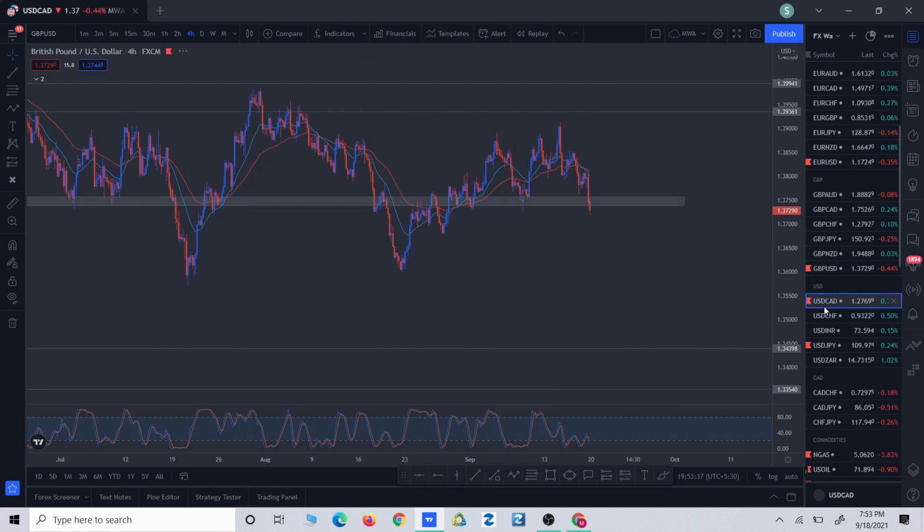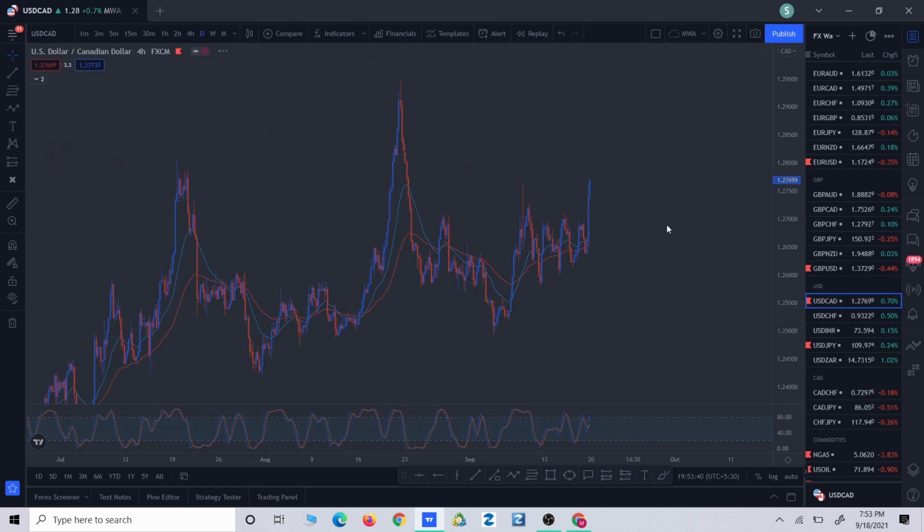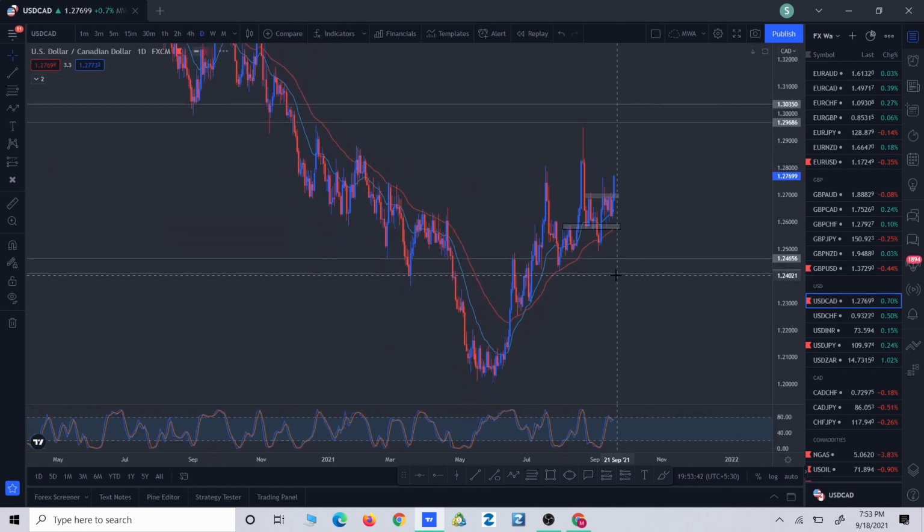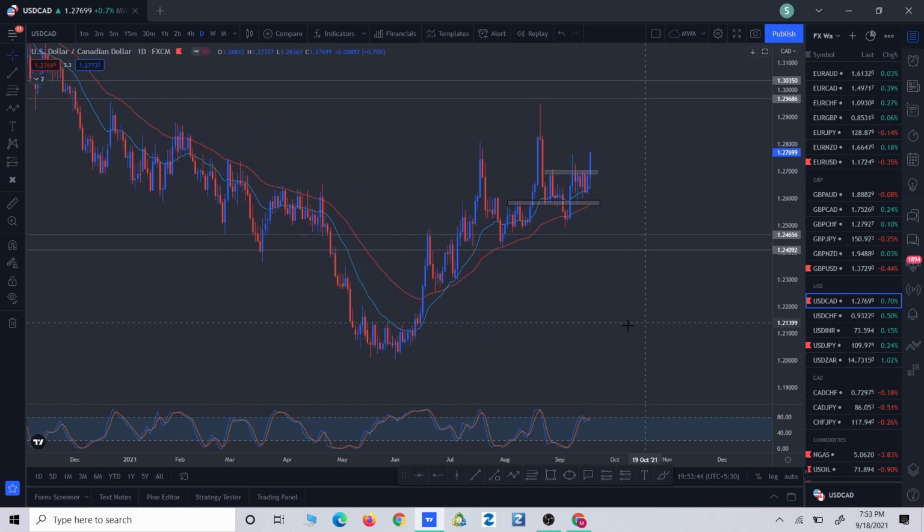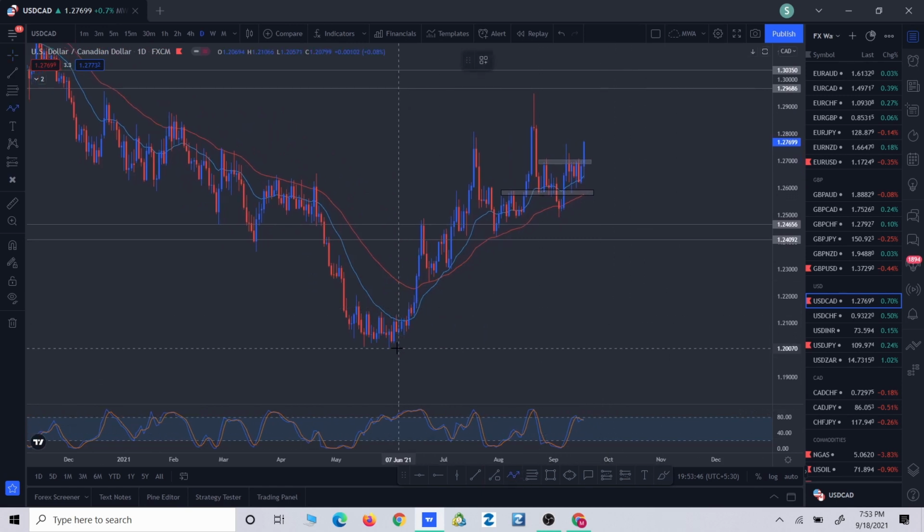Next, we are going to talk about USDCAD. As we can see, USDCAD looks bullish. Let's start from here. We have the high, low, and then we have a higher high, higher low, a higher high, and you can see the price is now between this high and this low. As we are making higher highs and higher lows, we are bullish.